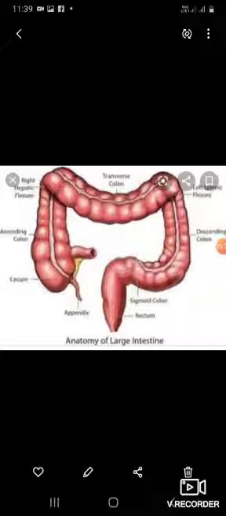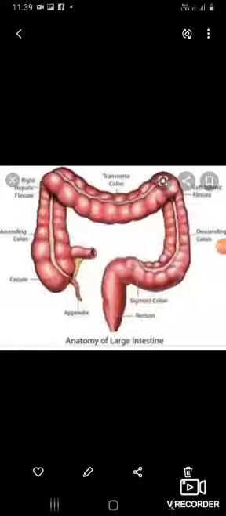Anteriorly, it is related to the greater omentum and the anterior abdominal wall. Posteriorly, it is related to the second part of the duodenum, the head of the pancreas, and two coils of the small intestine.